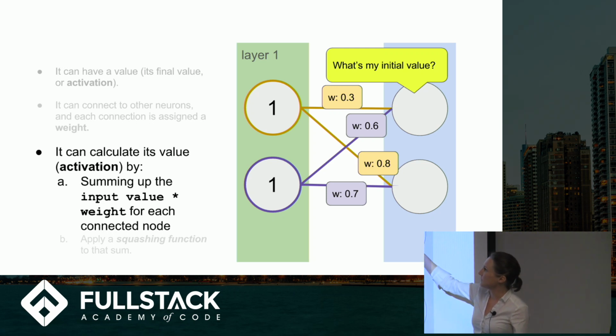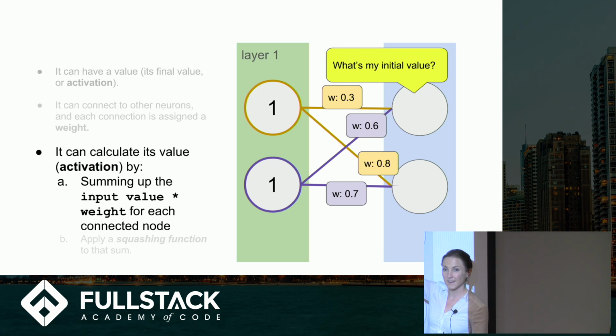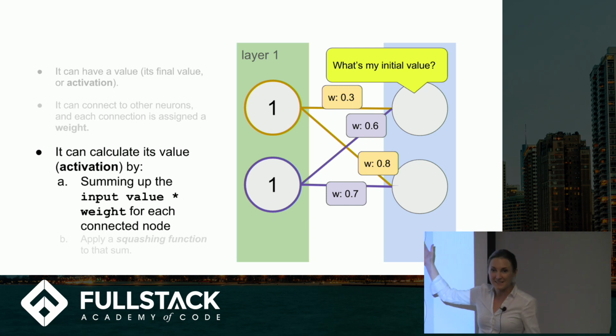So what would be one of the numbers that we're summing up here for its initial value? If this value is 1 times 0.3, then 1 times 0.3 is 0.3. OK, and then we do the same for whatever other neurons are connected to it. So what would be the initial value here? We have 0.3 and 0.6. Yeah, 0.9, right. So that was pretty easy, right? That's basically the sum, or the initial sum of this neuron.